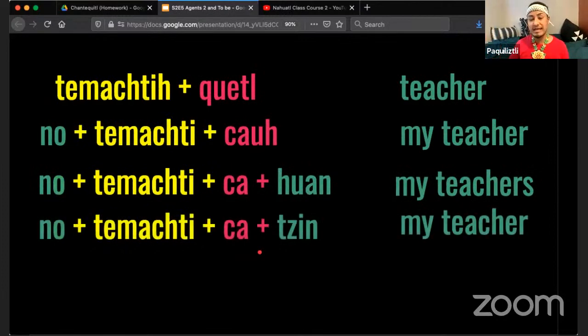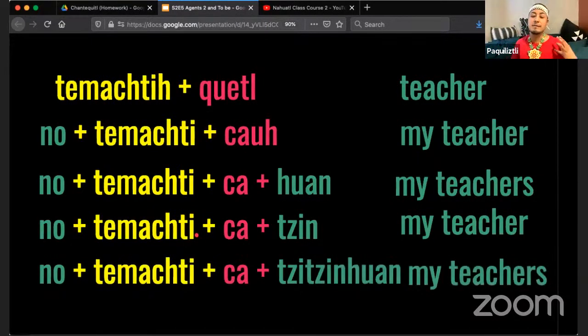If you add any other suffix to the end, you're gonna add it with a ka. So no te machtika, my teacher, but if you wanted to say it with respect, it would become no te machtikatsin, which I had taught you this back in the past, but this pattern pretty much applies to all classes. So this doesn't just apply to class one or class three, like in this example, it applies to all the classes.